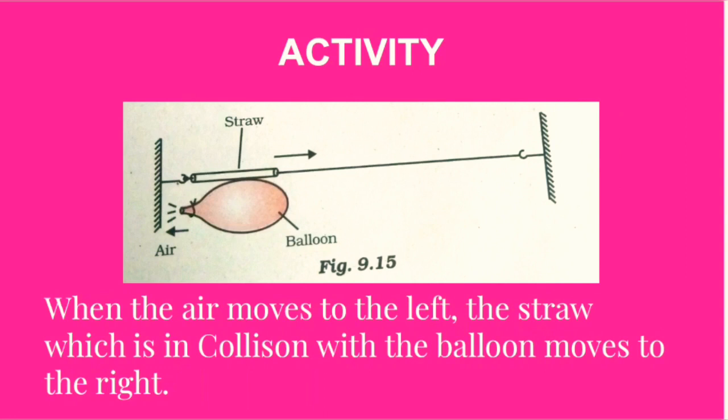Here, the picture shows an activity where a big rubber balloon is inflated and its neck tied up with a thread. A straw is stuck on the surface of the balloon. A thread is passed through the straw with both the ends of the thread fixed on two different walls. Now, if the neck is untied, we find that the air escapes to the left and the straw, which is in collision with the balloon, moves to the right. This is due to conservation of momentum.